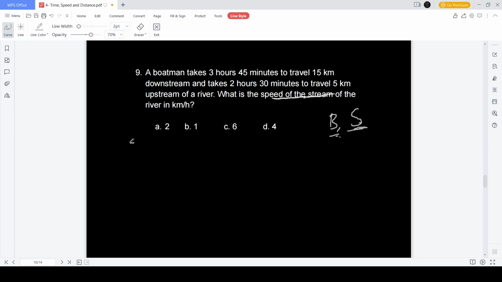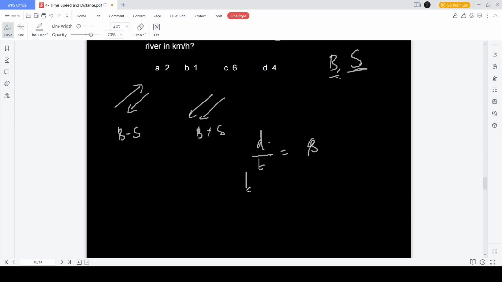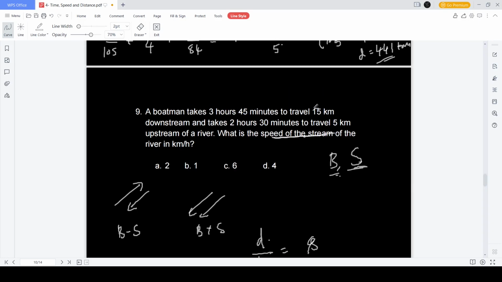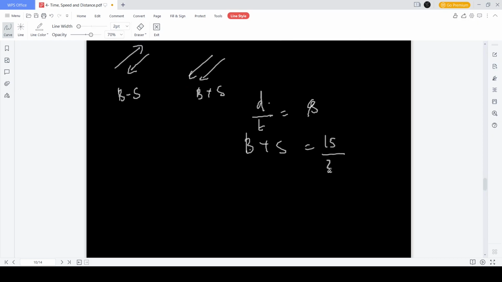Again, the same logic applies. When it's going upstream, the relative speed is b minus s, and if it's going downstream, the speed is b plus s. First we calculate for downstream. Speed is equal to distance by time. So the speed b plus s is equal to, he traveled 15 kilometers and took 3 plus 45 minutes. 45 minutes is 3/4 of an hour.